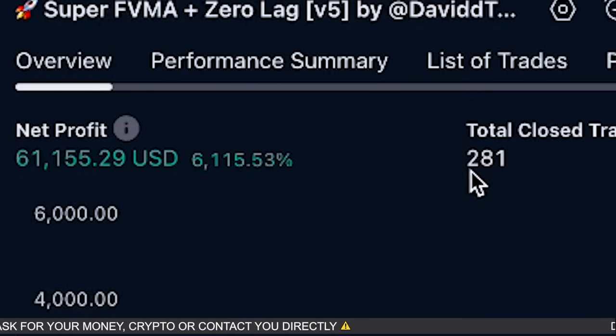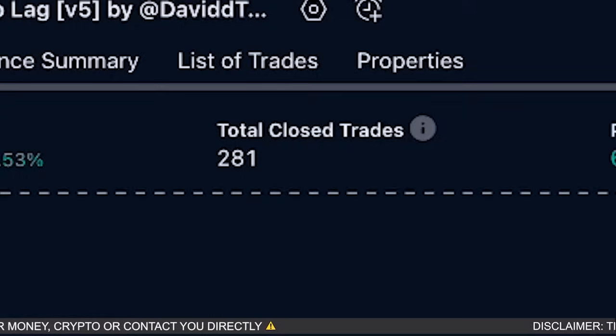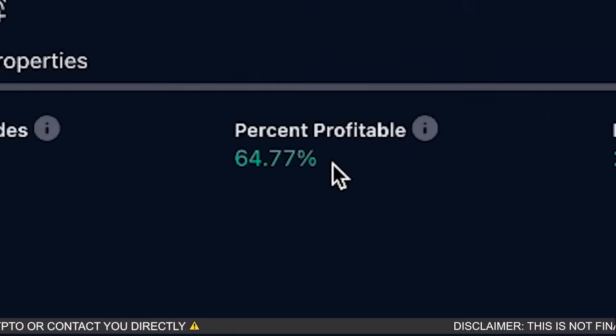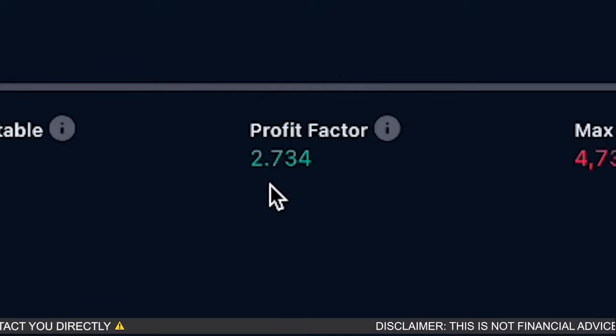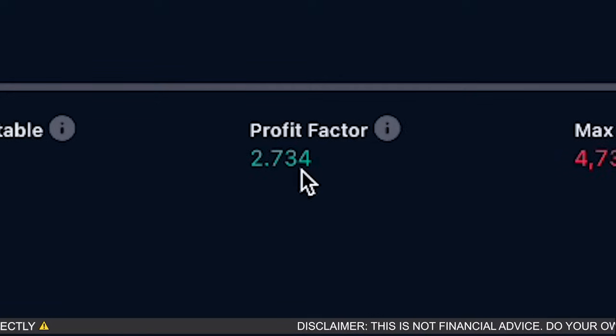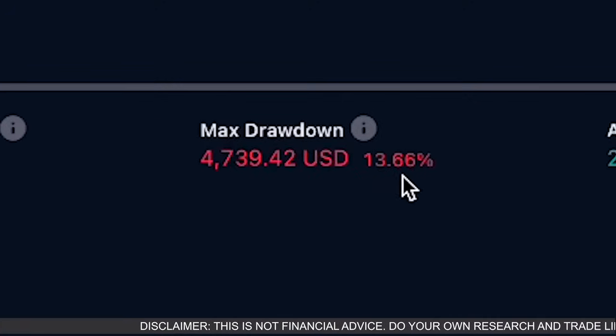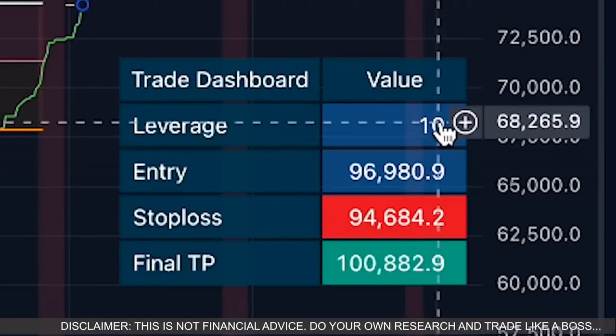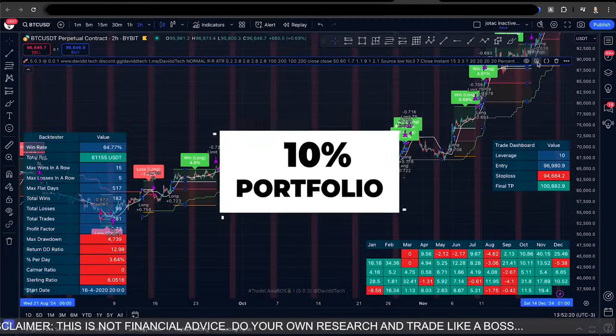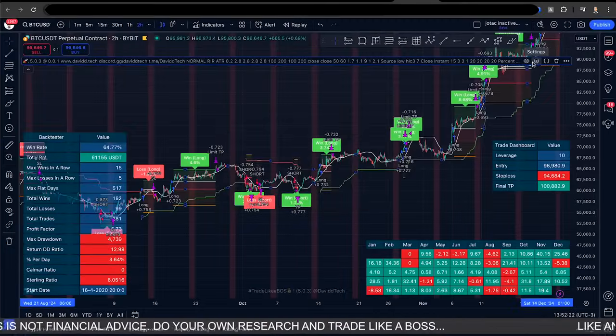And as you can see, we have 6,115% net profit, 281 closed trades, a win rate of 64%, which is amazing, a profit factor of 2.734, and a maximum drawdown of only 13%. We're using 10x leverage, as you can see, and 10% of our portfolio for this actual trading setup.